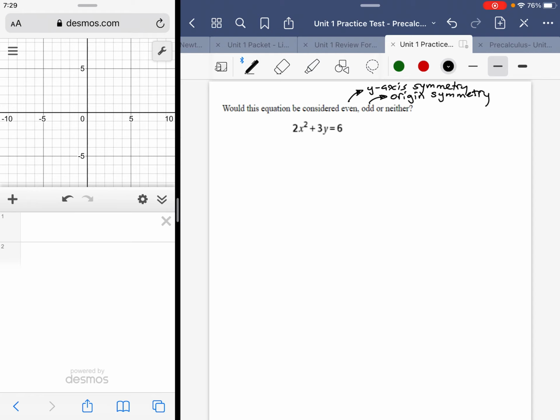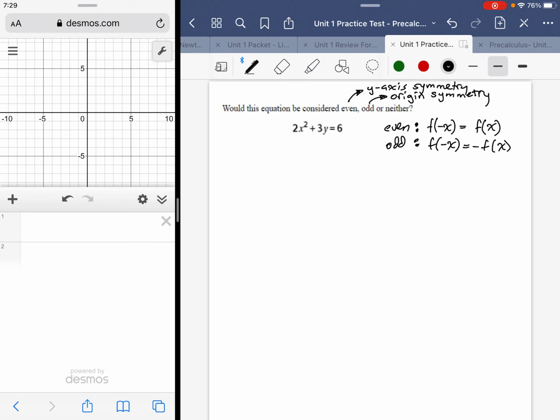Another way to do it, and that would be a little bit more challenging for a question like this, would be to determine whether f of negative x is equal to f of x. That's for an even function. For odd functions, f of negative x would have to be equal to negative f of x.